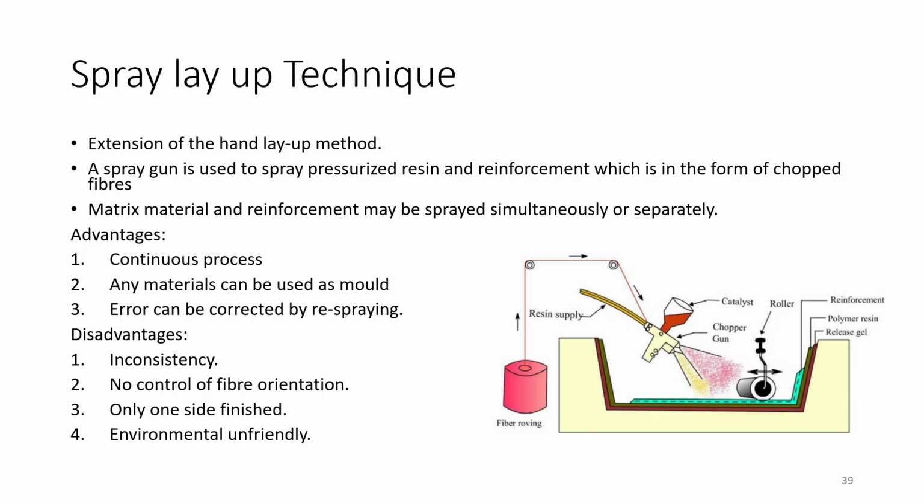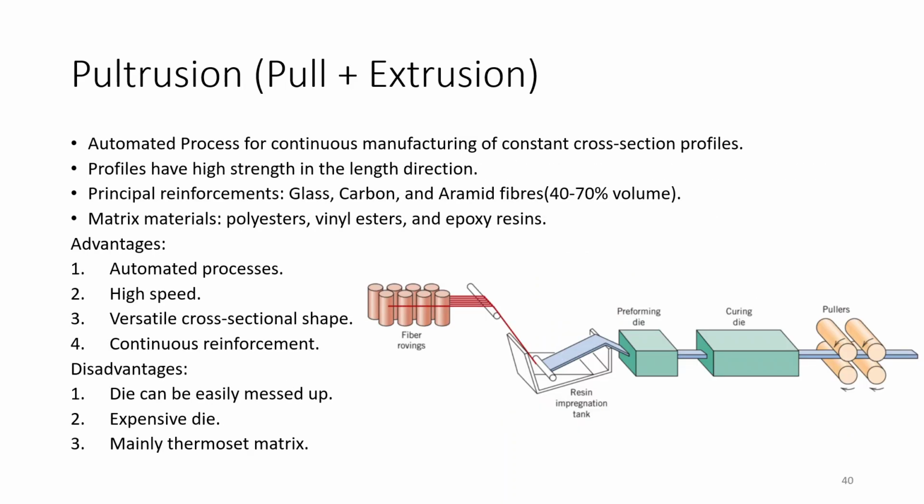Disadvantages include that this is an inconsistent method, there is no control of fiber orientation, only one side is finished, and it is also not environmentally friendly. Next is pultrusion. In this, it is made with pull and extrusion. So firstly you will be extruding your fibers along with resin, and you will also be providing some pull.